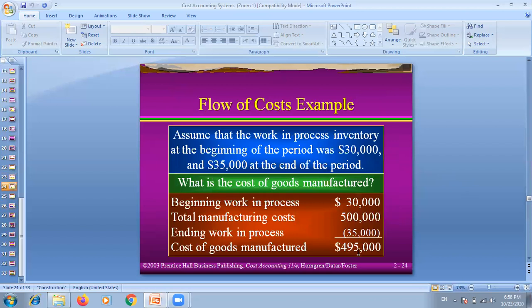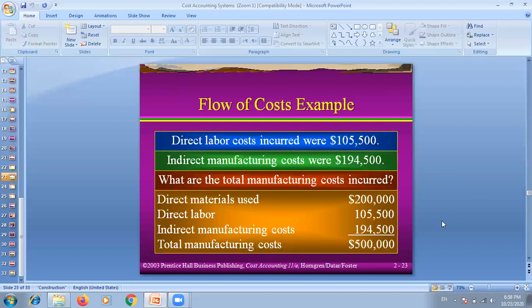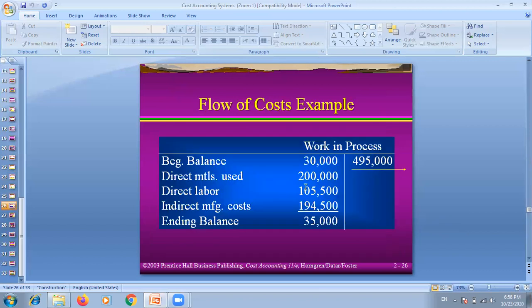This is 495. From where I got this figure? 30,000 at beginning work in process, 35,000 to be deducted at end work in process, and the 500 represents the cost during the period. That is the cost during the period: direct material, direct labor, and indirect manufacturing cost. These are the three items: direct material used 200, direct labor 105,500, indirect manufacturing 194,500. The total is 500,000 plus 30 beginning minus 35 ending.